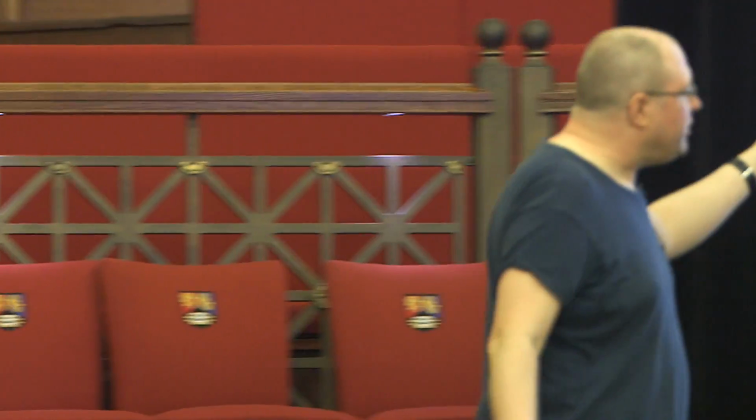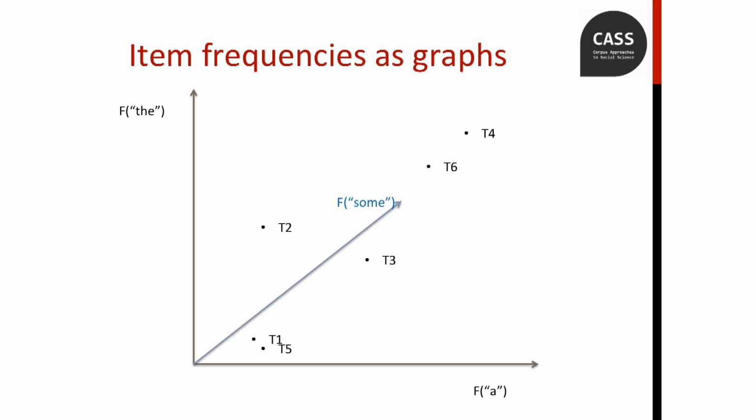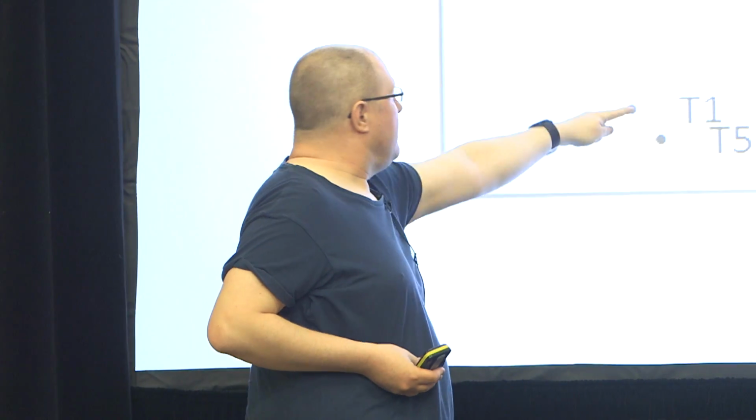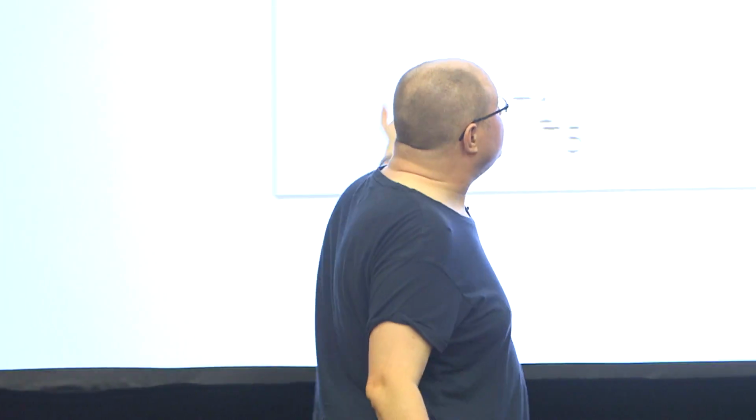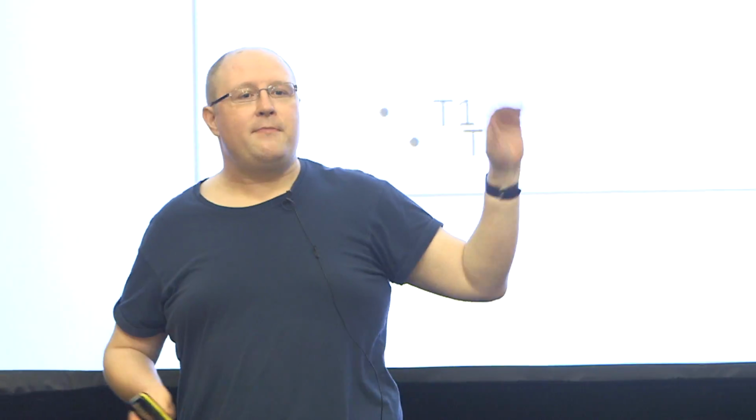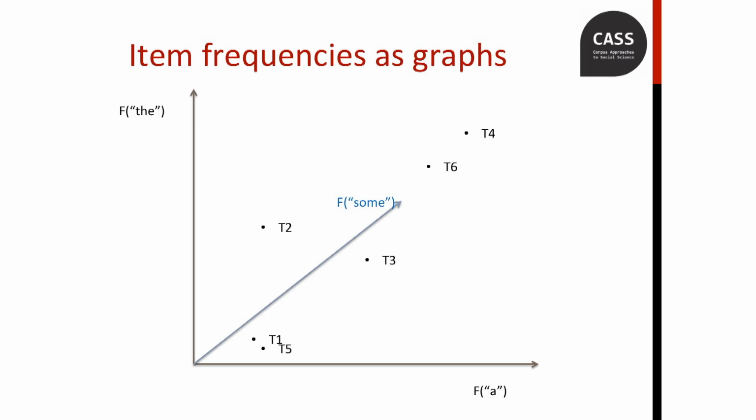And so you could plot your frequency of a along here, and your frequency of the up there, and you could put each text as a dot indicating where it is. So text 1 is here, that frequency of a, that frequency of the. Hopefully we're still at the level of pre-GCSE maths, so everyone's following me. And we can see that there's actually some kind of trend there. Of course there is, because I made up this data to illustrate the point, so I made up a trend. But we can see that the two things go together.